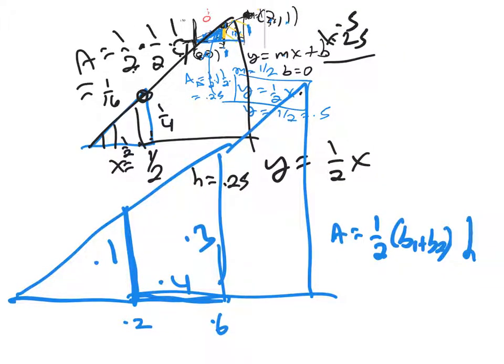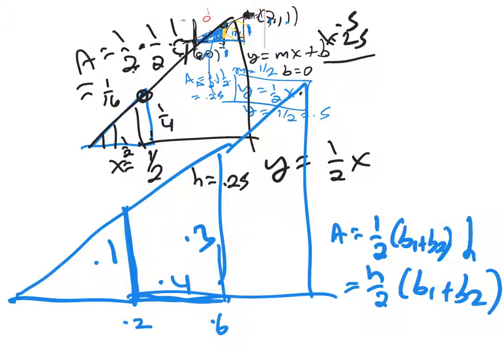Or some people do this: the height divided by 2 times base 1 plus base 2. Same thing. So this is a piece of cake. We have everything we need. We can put this together and make him like the $6 million man now.